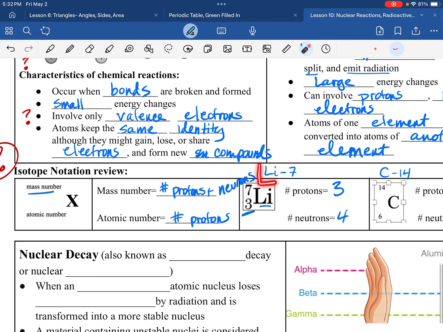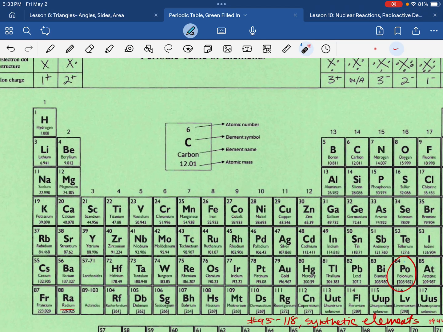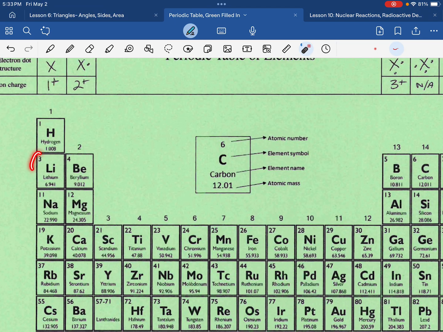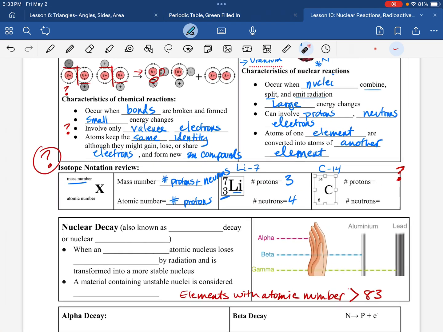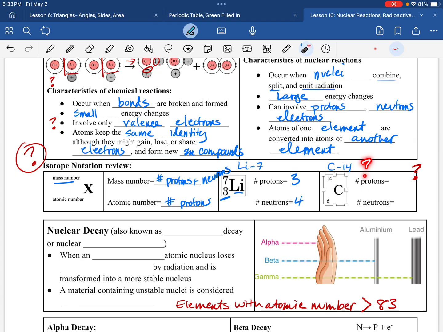Another type of isotope notation is to put a dash and to just list the mass number. So lithium-7, we would call it. Because technically we don't need to write the atomic number, because we know, since it's lithium, it must have 3 protons. Here's our periodic table. Lithium always has 3 protons. That's what makes it lithium. Okay, you're going to try this one in the video.